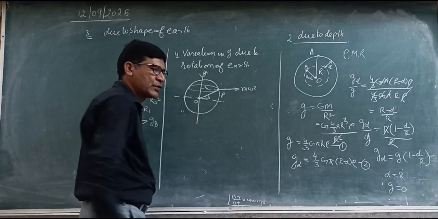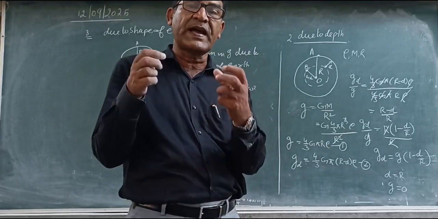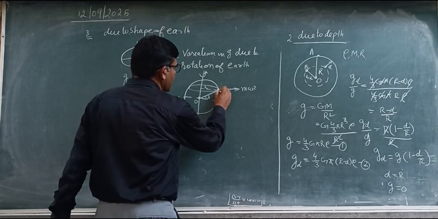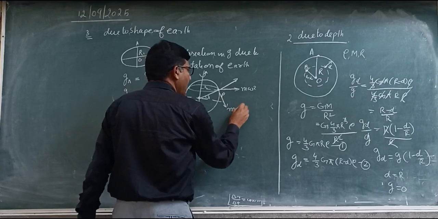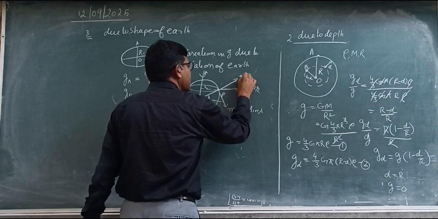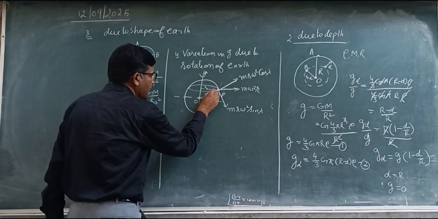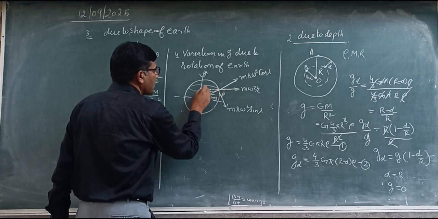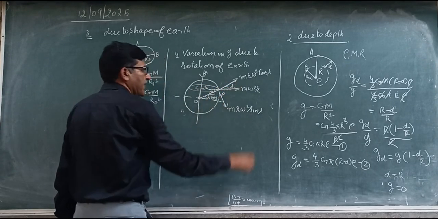Now, this centrifugal force, which is a pseudo force, an imaginary force that comes into play in the case of accelerated frames of reference, can be resolved into two components, one along this and one along this. This is m r omega square sin lambda, and this is m r omega square cos lambda. And of course, the weight of the object is acting in this direction, mg, and this angle is also lambda.